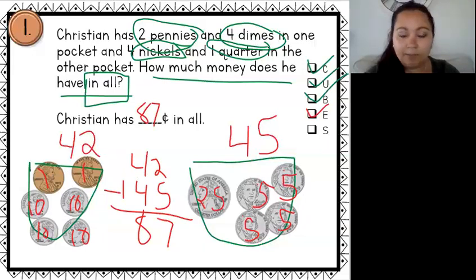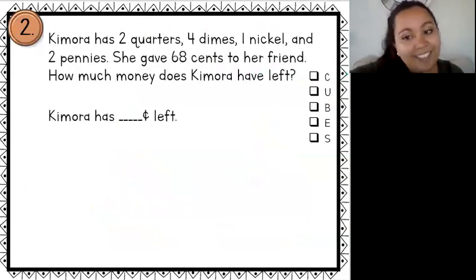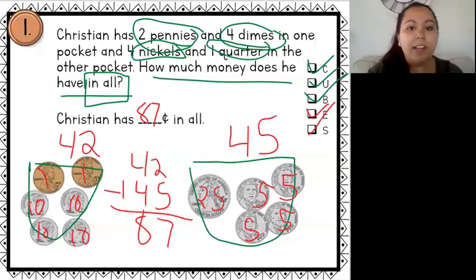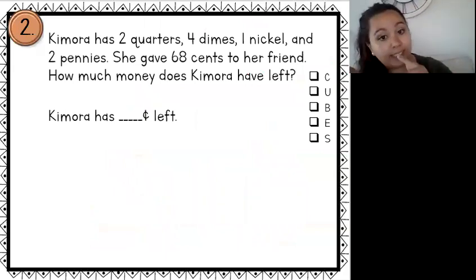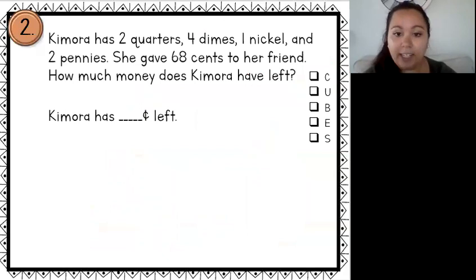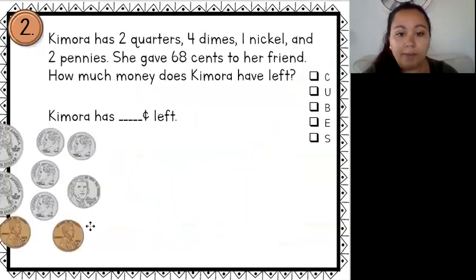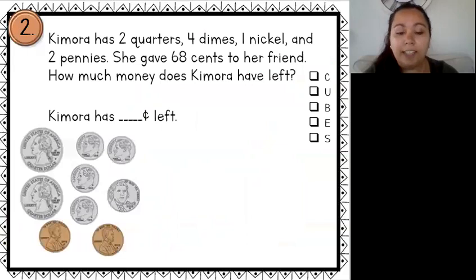Let's look at our next one. Oh, and of course, check it out if you want. Our next one: Kimura has 2 quarters, 4 dimes, 1 nickel, and 2 pennies. She gave 68 cents to her friend. How much money does Kimura have left? So we're getting 2 quarters, 4 dimes, 1 nickel, and 2 pennies.